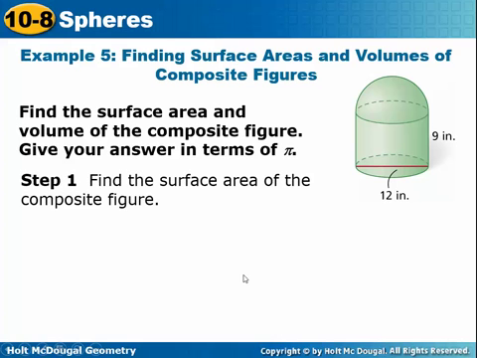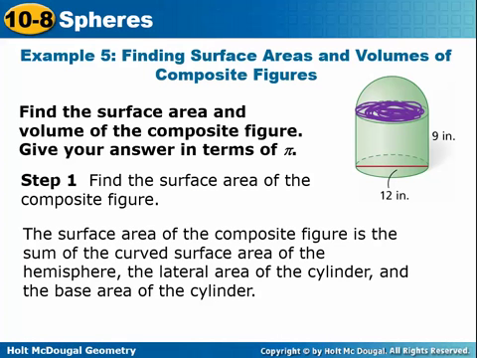So you find the volume. Is this volume or surface area? This is surface area. Remember that in surface area, you do not count the part where these two touch. You will not be counting this section right here. So the surface area of the composite figure is the sum of the curved surface area of the hemisphere and the lateral area of the cylinder and the base area of the cylinder.